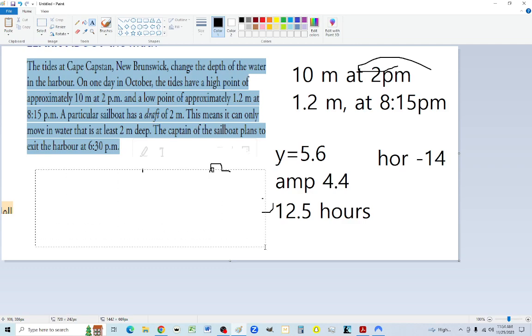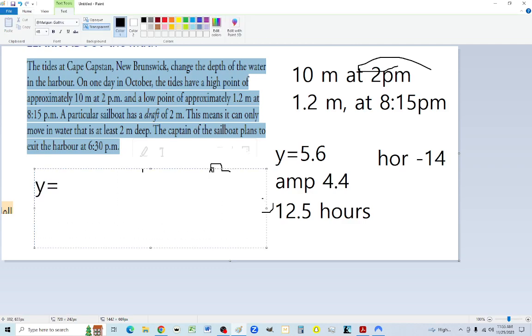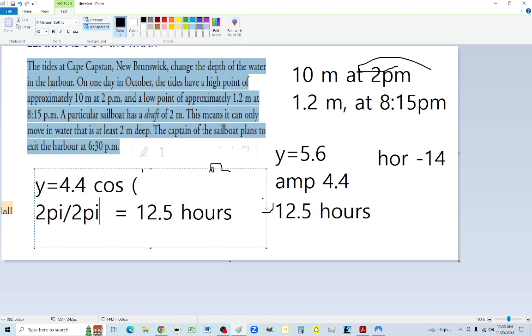So if I put this together, I can say y is equal to my amplitude, which is 4.4. I'm going to use a cosine curve. We need to figure out how to turn 2 pi into 12.5 hours, which is the new period. Well, as I've always said, you just divide by 2 pi and you multiply by 12.5. So you're going to be multiplying by 12.5 divided by 2 pi.